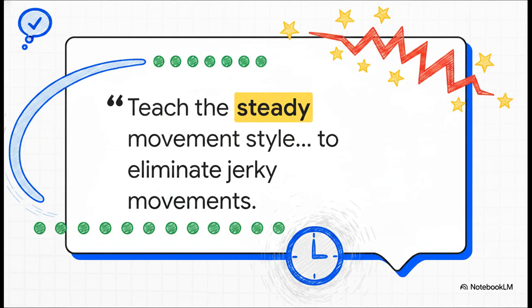The source material actually makes this a definitive directive. It says, teach the steady movement style to eliminate jerky movements. It isn't just a casual suggestion, it specifically targets this one style as the absolute cure for rendering issues. When you embrace this rule, you're fundamentally upgrading how your high-speed animations are processed, which guarantees they come out looking exactly as dynamic and polished as you envisioned.